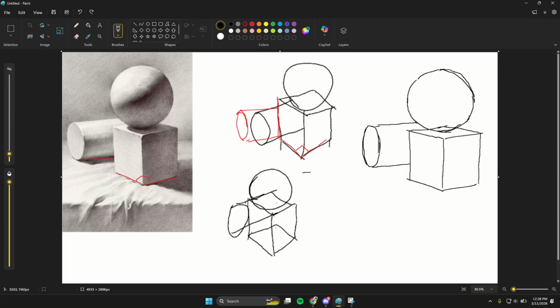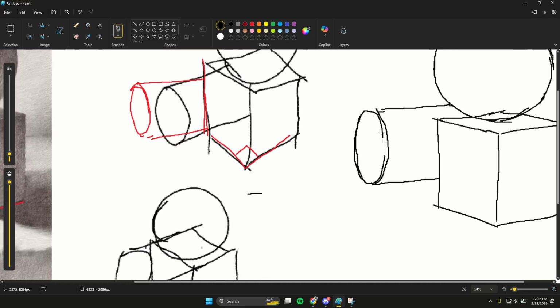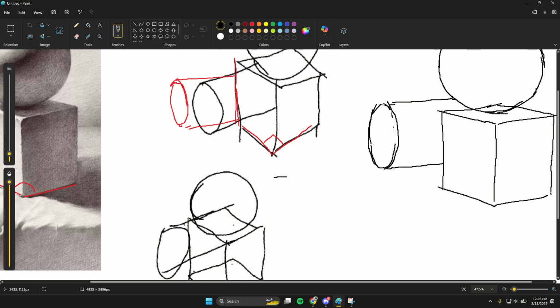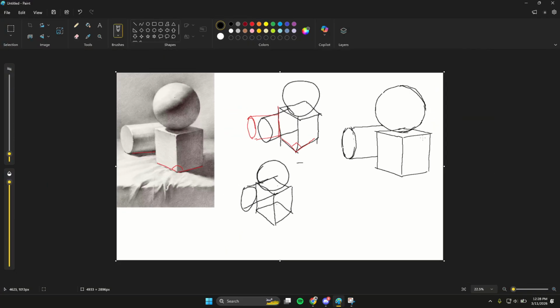Alright, well, I suck. I'm just painting over with white because the background's white anyways. Alright, that's pretty poorly drawn, but you get the idea. So you see what I mean?